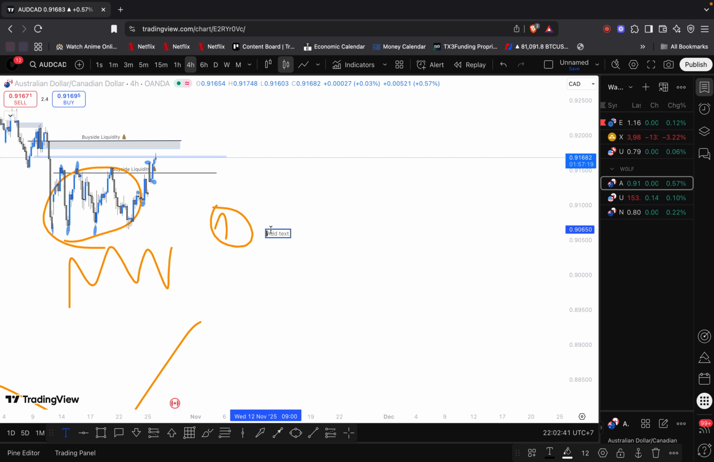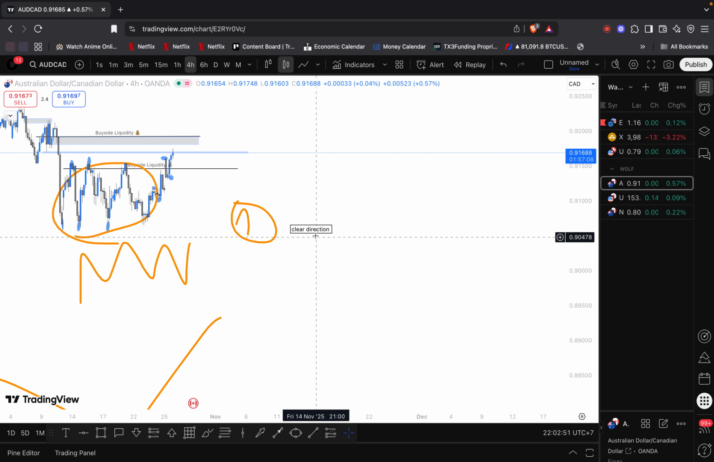Hold on a second. My keyboard is just weird. Clear direction. Hold on a second. Clear direction. That's the first step. I know it's sloppy. The information is more important.